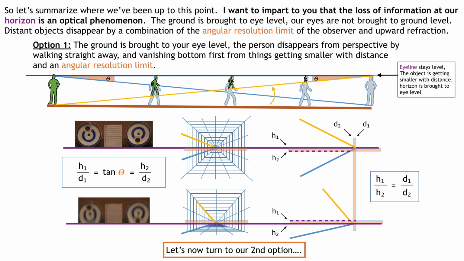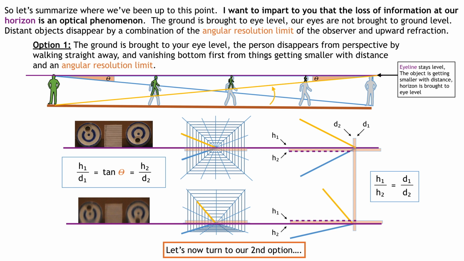So let's summarize where we've been up to this point. Again, I want to impart to you that the loss of information at our horizon is an optical phenomenon. The ground is brought to eye level. Our eyes are not brought to ground level. Distant objects disappear by a combination of the angular resolution limit of the observer and upward refraction.